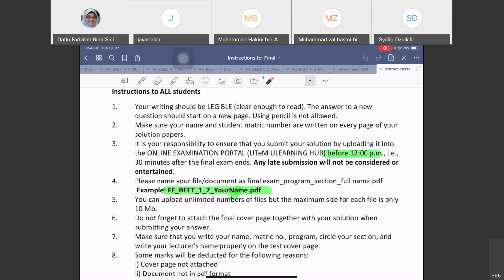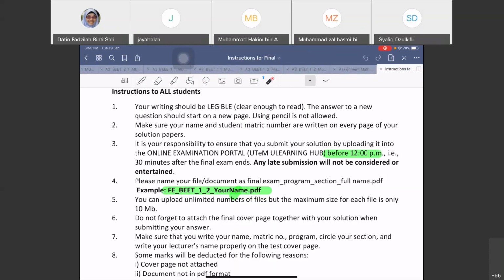They are the ones that make sure that by 12 o'clock they shut down, disable or lock the system so that you cannot upload. So it's very important that you use the 30 minutes to upload. Make sure you use your 2.5 hours to really answer the questions carefully and correctly. Then by 11:30, start uploading.